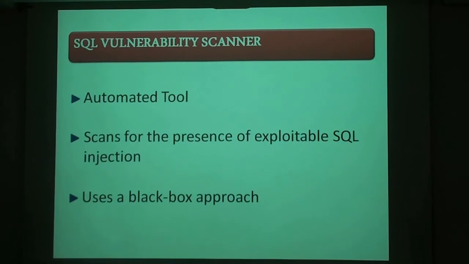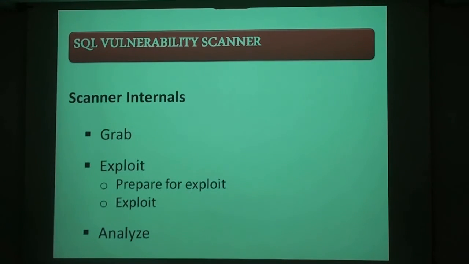Now we look at what is an SQL vulnerability scanner and how it works. SQL vulnerability scanner is an automated tool which scans for the presence of exploitable SQL injection in the given URL, and it uses a black box approach of testing. Now let's see how SQL vulnerability scanner works. It involves three stages: grab, exploit and analyze.